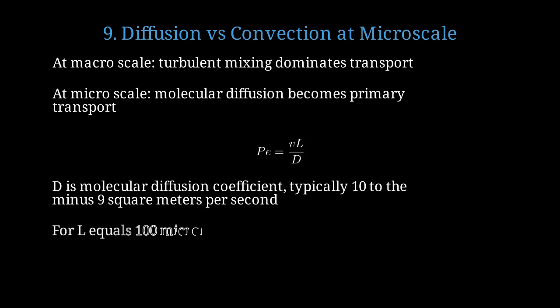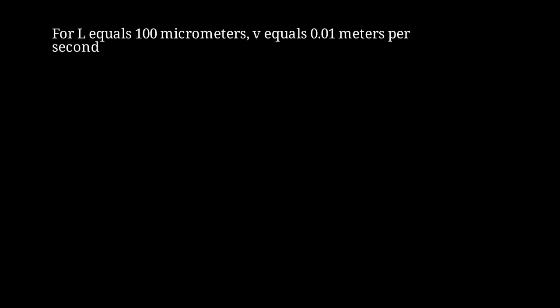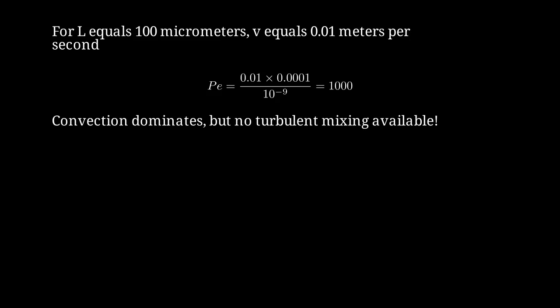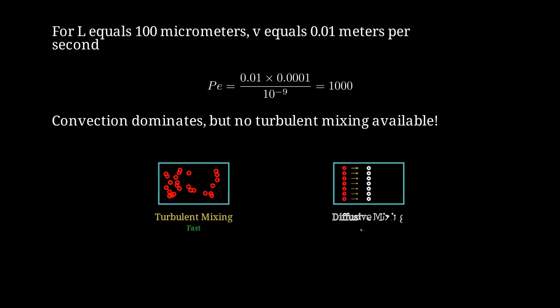in water. For a length scale of 100 micrometers and velocity of 0.01 meters per second, the Péclet number equals 0.01 times 0.0001 divided by 10 to the minus 9, which equals 1,000. This shows convection dominates over diffusion, but turbulent mixing isn't available, creating unique mixing challenges. Macro turbulent mixing rapidly disperses red particles everywhere. Micro-diffusive mixing slowly transports particles across streamlines, much slower but still effective at small scales.